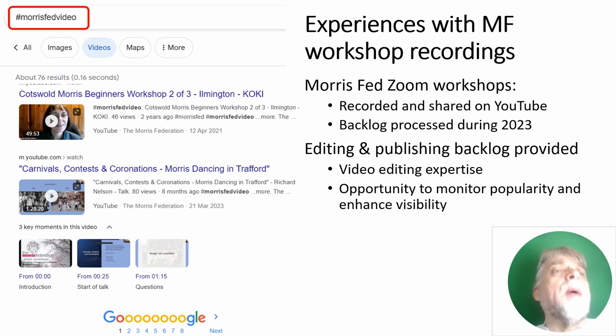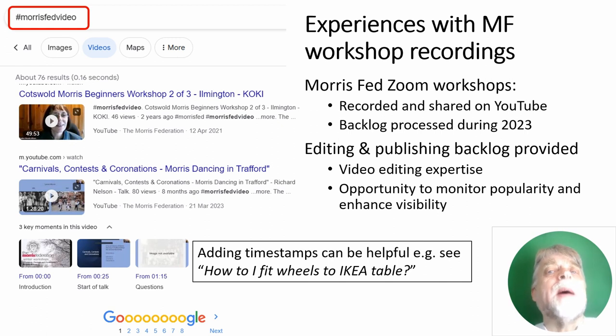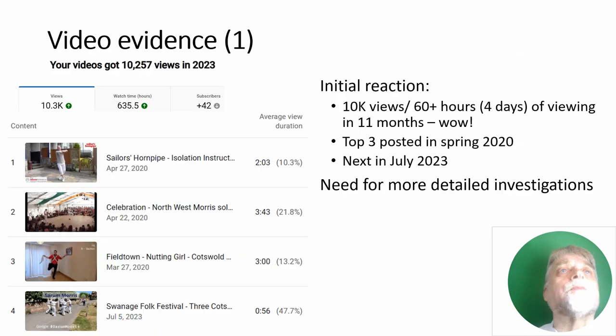Some reasons why there might be a bit more views: we started to make greater use of key moments or timestamps. So you can go directly into particular bits of interest. And timestamps can be Googleable as well. If you want to do something to, say, an IKEA object and you don't know how to assemble it, if you just Google it, there'll be a YouTube video and you go straight to the bit of interest. This is really, really popular because YouTube is, I think, the second most widely used search tool, because people do searching using videos. It's really, really important. So let's look at some of the evidence of the Morris Fed website.